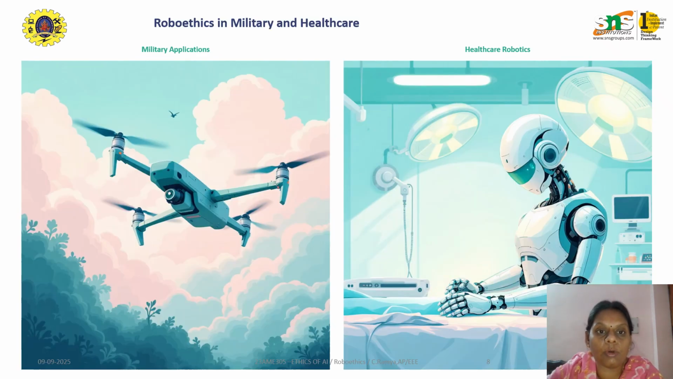Next is roboethics in the military as well as healthcare. Two fields highlight the importance of roboethics. In the military, we might have autonomous drones and robots, which raise questions about civilian safety as well as accountability under certain laws. In healthcare, medical robots must follow the principles of beneficence as well as avoiding harm to humans.